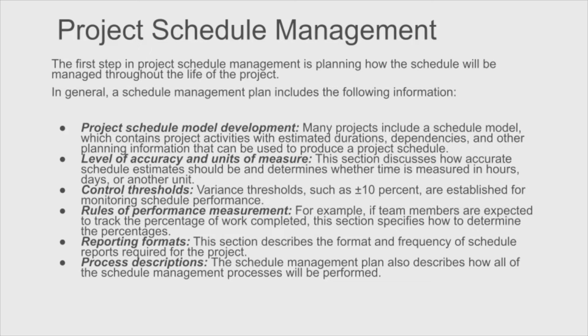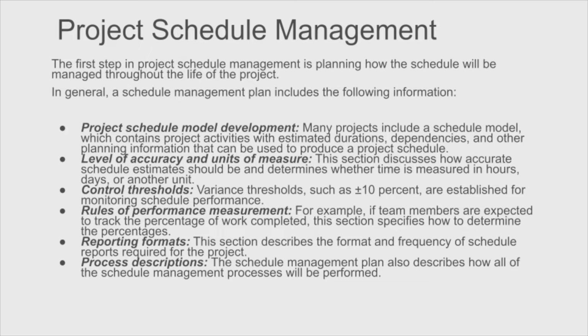So first of all, we have project schedule model development, where we actually put the project into a schedule. Many projects include a schedule model, which contains project activities with estimated durations, dependencies, and other planning information that can be used to produce the project schedule. When we look at a program like MS Project, that's what it does. The second thing we need to look at is the level of accuracy in the units of measure. How focused do we want to be?